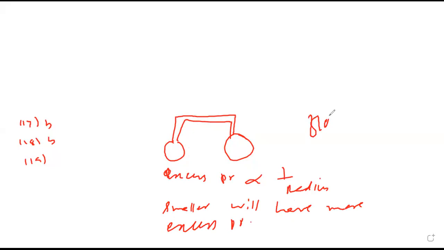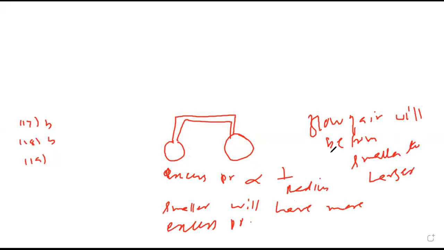So flow of air will be from the smaller drop to the larger drop, because flow is always from larger excess pressure to smaller pressure. So the radius of the smaller bubble will decrease and that of the larger will increase. Therefore option D. Smaller will become still smaller, larger will become still larger. Option D. 120th.